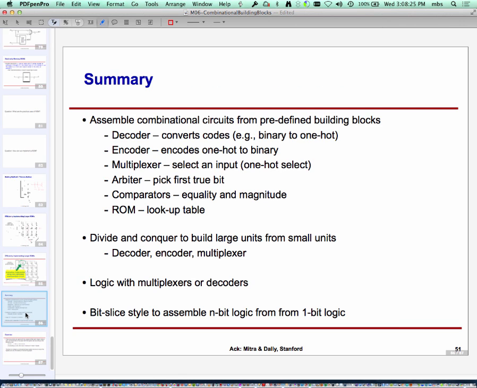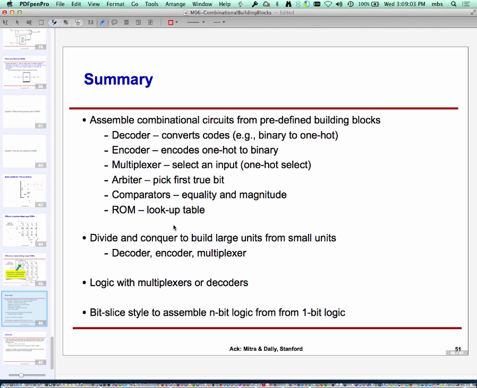So in short, to recap the modules we saw, we saw decoder, we saw encoder, we saw multiplexer. We saw two types of multiplexer: the multiplexer where the control was one-hot coded, and the multiplexer where the control was binary coded, in which case it was basically the first type of multiplexer plus a decoder. We saw arbiter, and how it could be designed by ganging things together. We also saw priority encoder. We saw comparators, which again had this kind of bit slice design. And then finally we saw ROM.